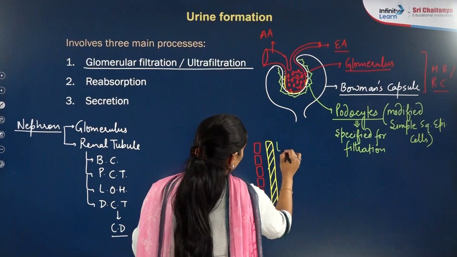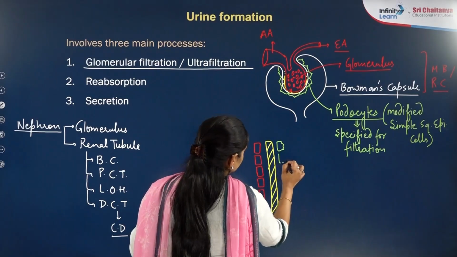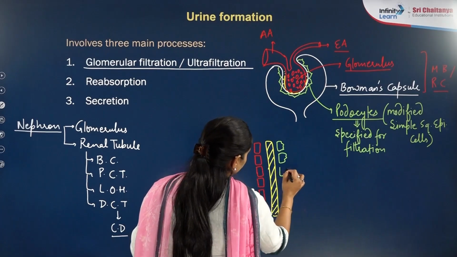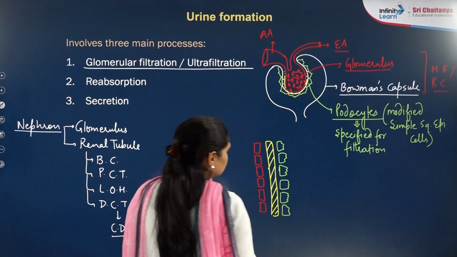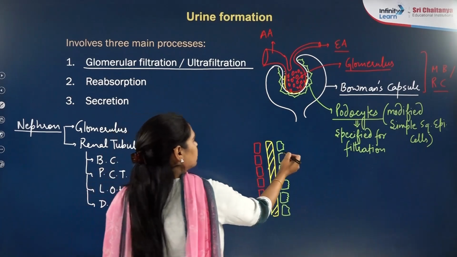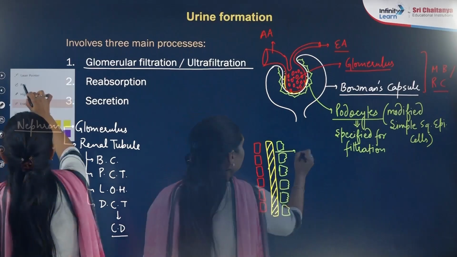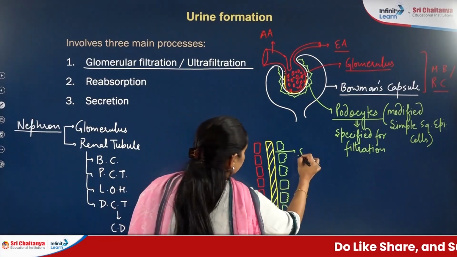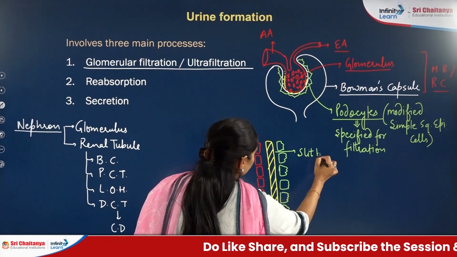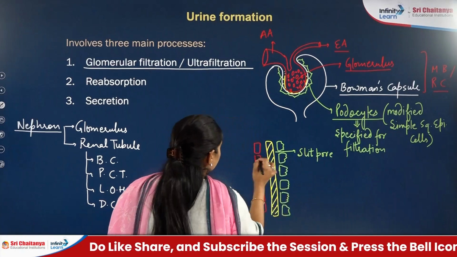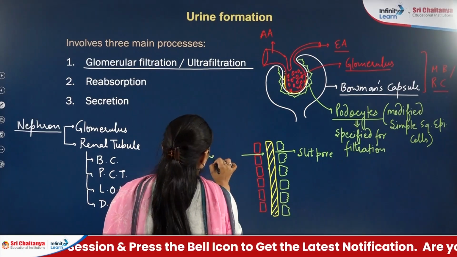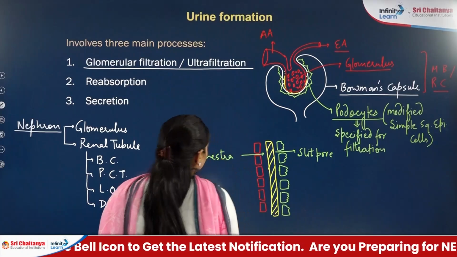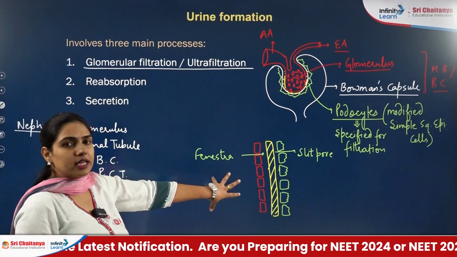These are the podocytes, with foot-like appendages. So these are podocytes, right? There is a space between the podocytes, which we will call the slit pore, and here we will call it the fenestra. This is the fenestra, right?